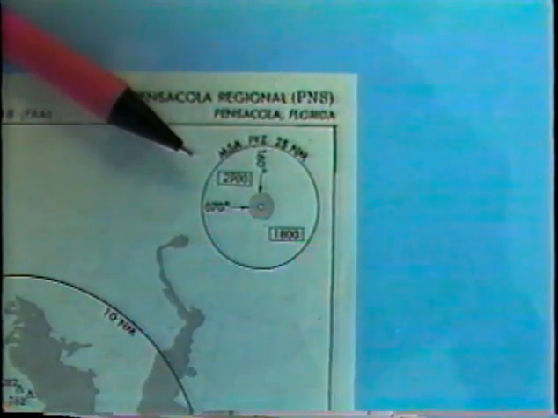Minimum sector altitudes, MSA, are not to be used during an approach. They are for emergencies only. Here, we see a 25 nautical mile circle at the top right corner of the approach plate. The notation MSA, PKZ, NDB indicates the center of the circle.